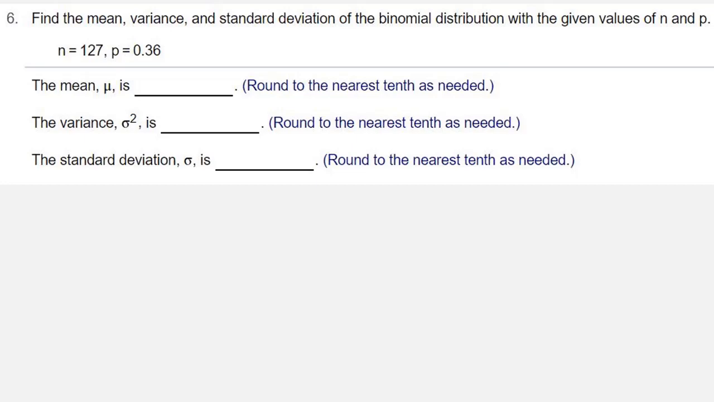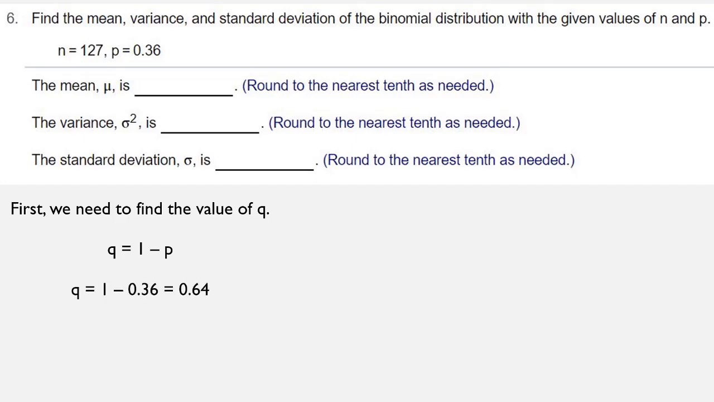So, with our binomial distributions, we have some very nice formulas that help find the mean, variance, and standard deviation. Before we can do anything else, we really need to find q, because that comes up in these formulas. If p is 0.36, remember that q is 1 minus p. So q is going to be 1 minus 0.36, which is 0.64. Now we can turn to our formulas.